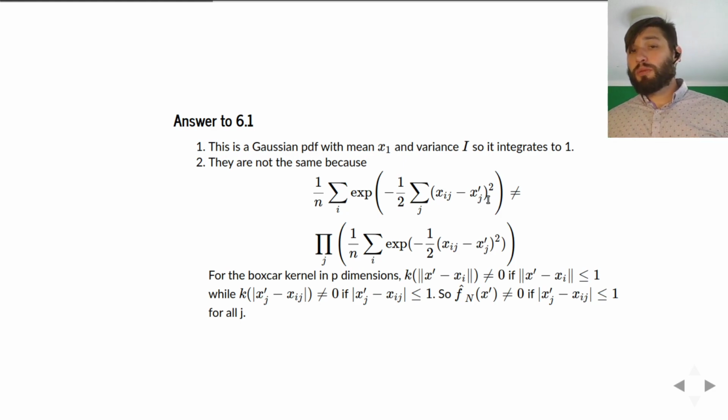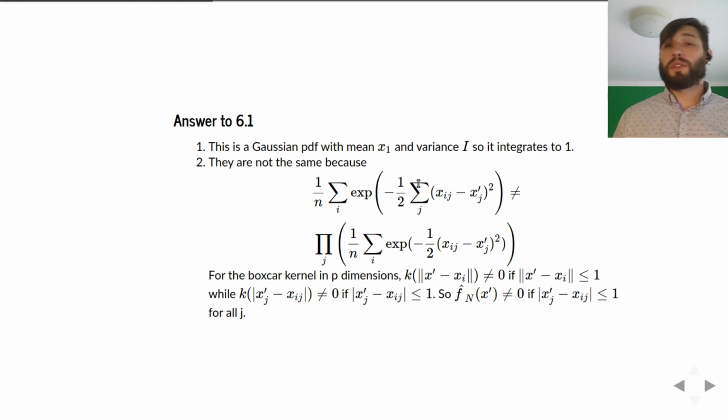Now, if we compare that to what naive Bayes gives us, for naive Bayes, we do this kernel estimate inside of this product over j's. And so we have the product over j's, then we have the average over i's, and then we have it done coordinate by coordinate, right? So these two are not necessarily the same.